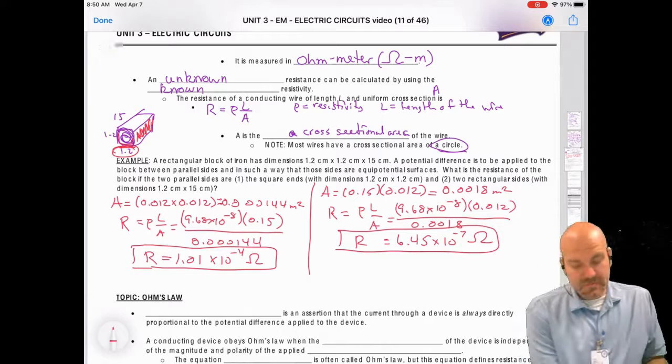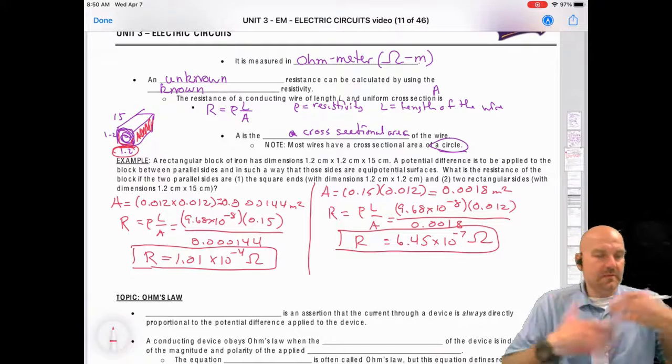Okay, and from here on out, we're going to keep building on circuits.